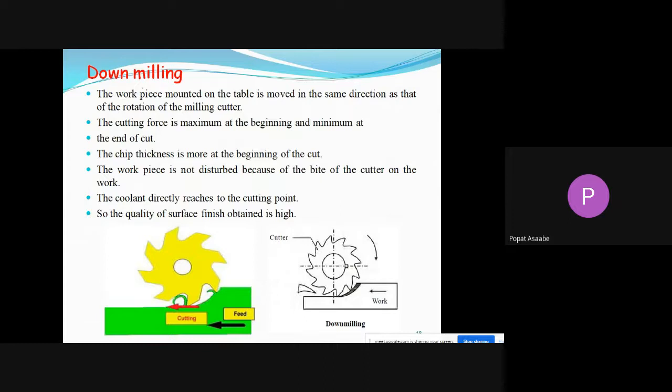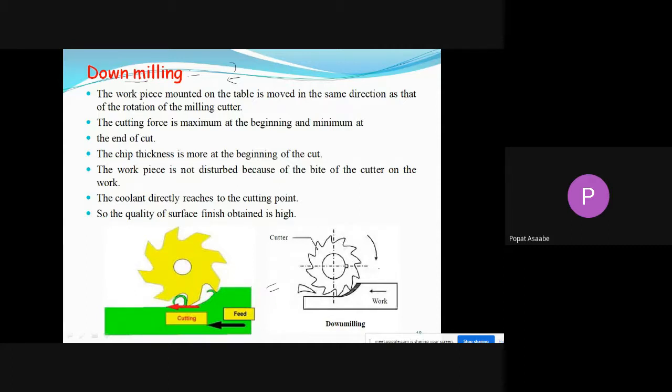Then what is meant by down milling? Simple. Down milling is nothing but a milling method in which the direction of the cutter and the direction of the workpiece feed are the same. Means the rotary direction of your cutter and the feeding direction of your workpiece are both the same. Then it is called down milling.